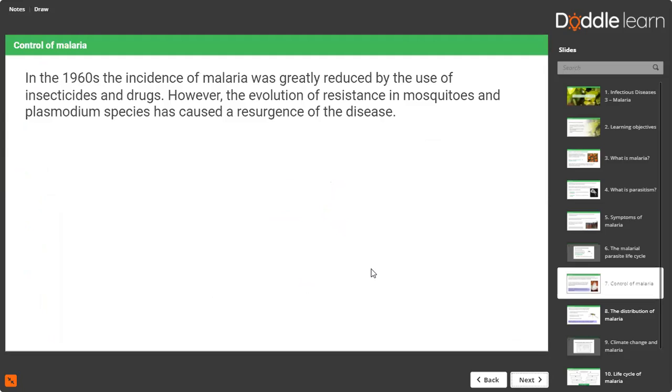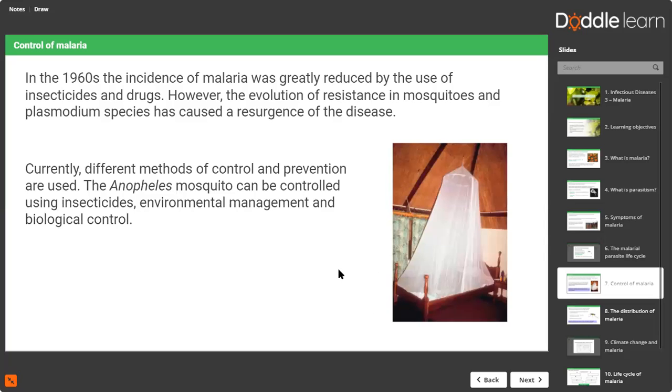So in the 1960s, the incidence of malaria was greatly reduced by the use of insecticides and drugs. However, the evolution of resistance in mosquitoes and Plasmodium species has caused a resurgence of the disease. It happens in a very similar way to the fact that we have different variants of viruses, because viruses mutate and become resistant, and the same way bacteria do, like MRSA, your multiple resistant strains of different bacteria. So this has caused a bit of an issue.